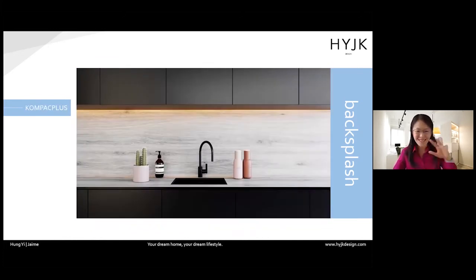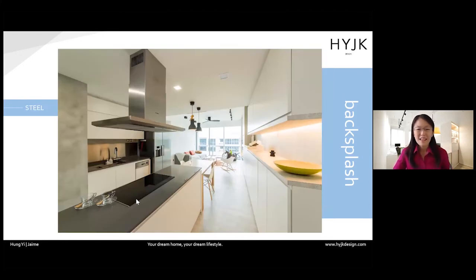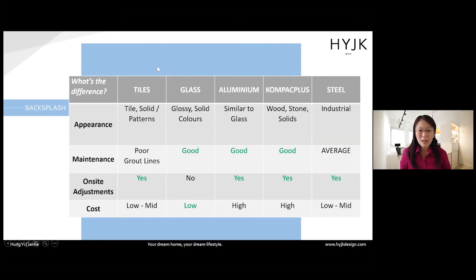Compact glass. See, this is the wood feel that you get. And stainless steel. Okay. So what's the difference? For tiles, in appearance, you can have solid colors or patterns. Glass is usually glossy, solid colors. Aluminium usually is glossy, solid colors, but they do have some matte brush finishes as well. Compact glass, you have the wood, the stone, the solid colors. As I said, it's very popular for the wood appearance. And steel, you have the industrial appearance.